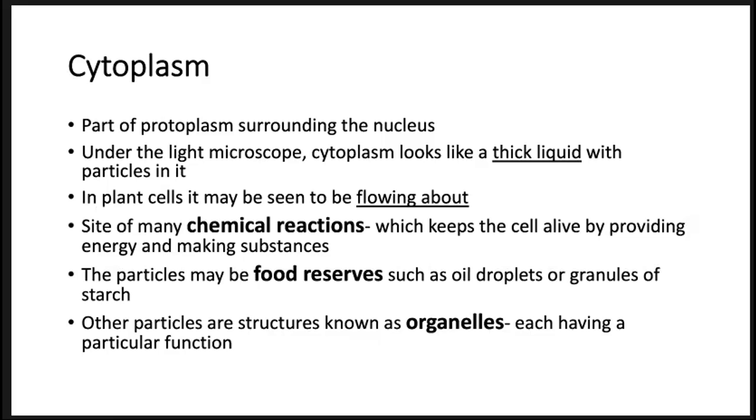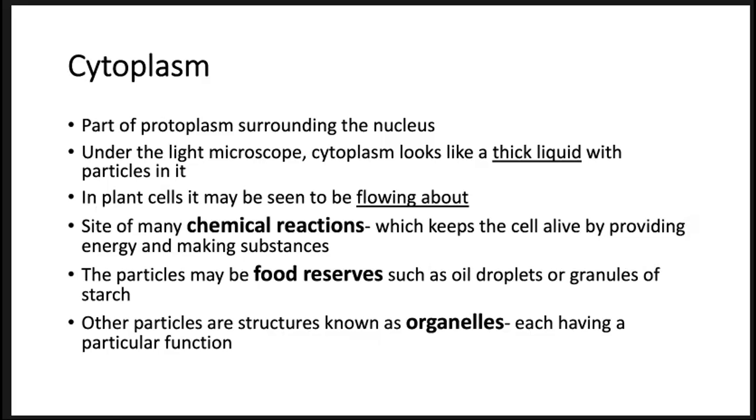So cytoplasm is the part of the protoplasm surrounding the nucleus. And under a light microscope, the cytoplasm looks like a thick liquid with particles in it. In plant cells, it may be seen to be flowing about. So it's basically a jelly-like structure, and it is a site of many chemical reactions which keep the cell alive by providing energy and making substances. The particles may be food reserves such as oil droplets or granules of starch.